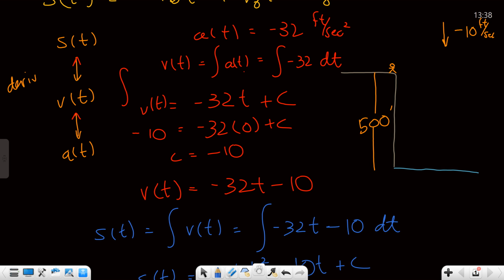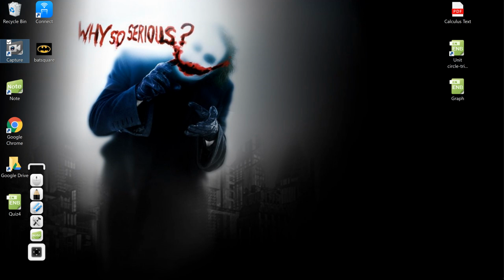What if instead of throwing it down, I throw the ball up to start? Positive velocity, right. So it's just plugging and chugging different numbers into that equation. Okay? Questions? Okay, let me hide this and stop this.